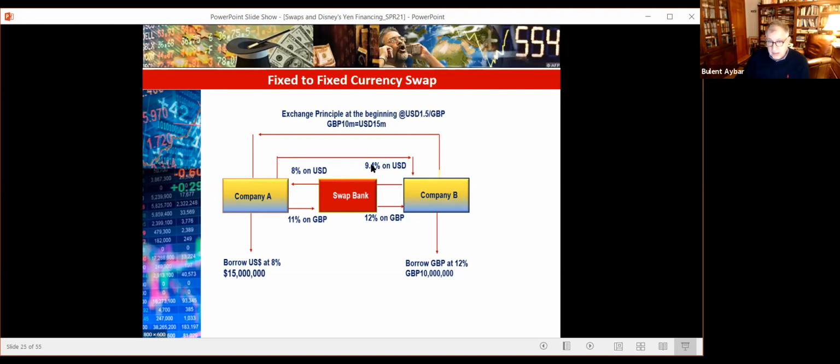In the deal, as you see here, the swap bank retains 1.4% on the $15 million principal, but it incurs a 1% loss on the 10 million pound principal. So that amounts to 100,000 pounds, and this 1.4% of 15 million amounts to 210,000 US dollars. So as we described, as long as $210,000 is larger than the dollar value of 100,000 pounds, this swap dealer is going to close the deal with a profit.